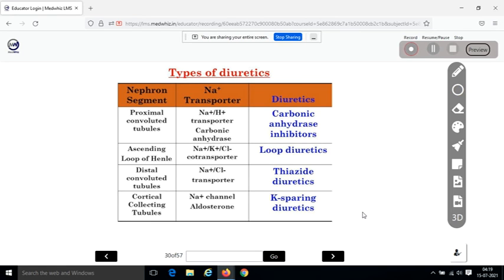In the thick ascending loop of Henle, 25% of sodium gets reabsorbed by the sodium-potassium-chloride co-transporter. Here we have loop diuretics. Then in the distal convoluted tubule, there is the sodium chloride transporter, so thiazide diuretics act at this level. In the cortical collecting tubule, there are sodium channels, and aldosterone plays a role here, so potassium-sparing diuretics act at this level. Then osmotic diuretics act at various levels.